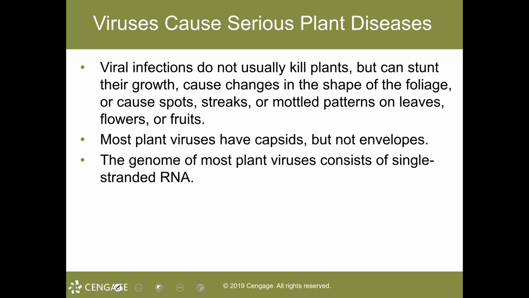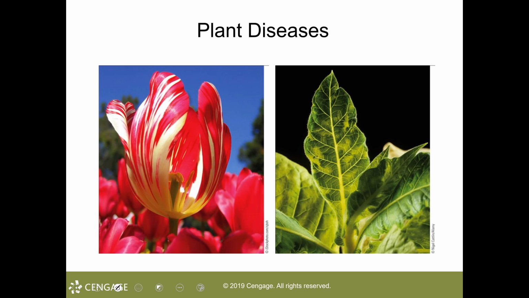Viral infections in plants do not usually kill them, but just stunt the growth and cause changes in the shape of the foliage, or cause spots, streaks, or mottled patterns in leaves, flowers, or fruits. Most plant viruses have capsids and not envelopes, and the genome of most plant viruses consists of single-stranded RNA.